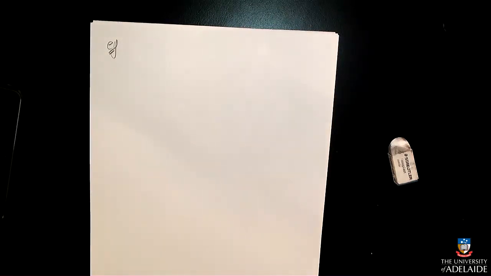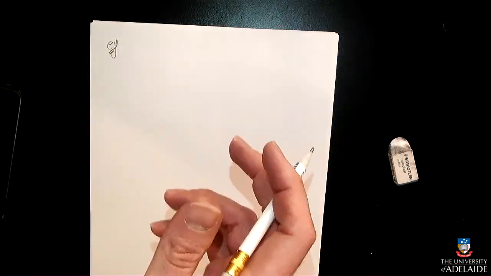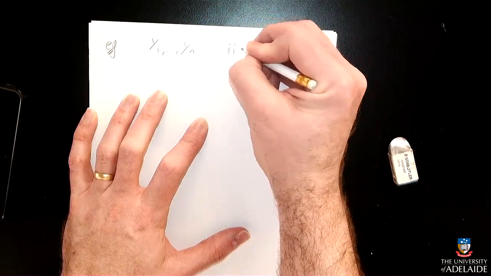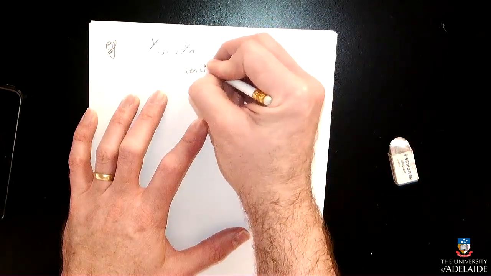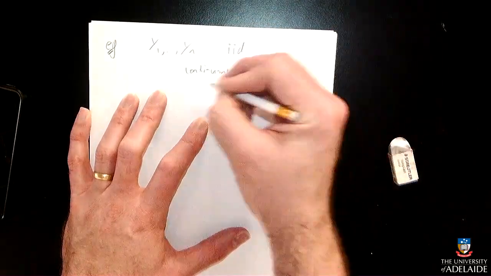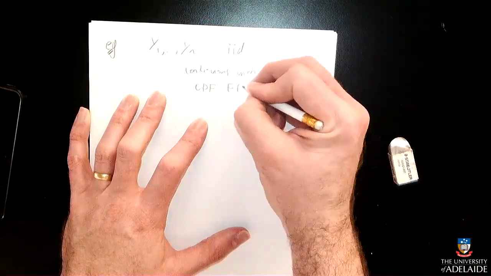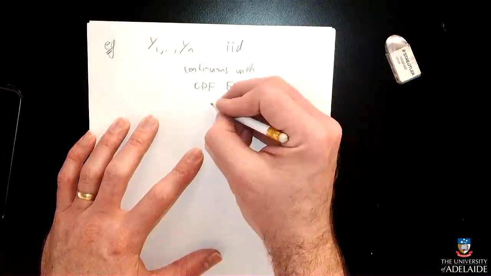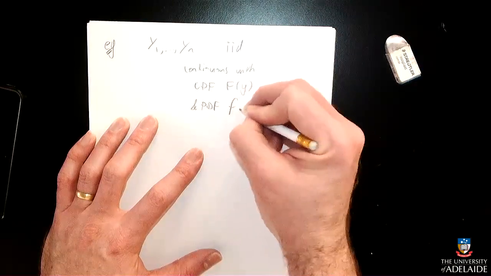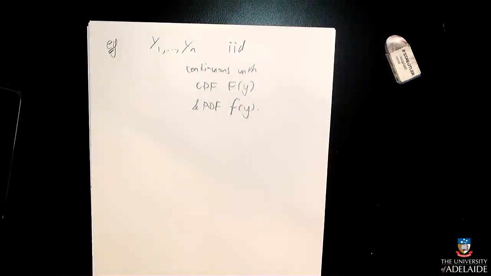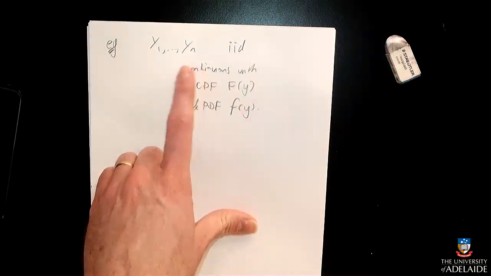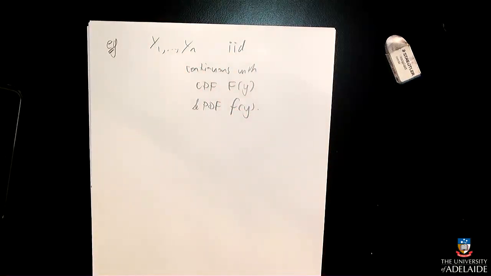Okay. So we're going to go full on general with this. Something like that. They're IIDs, so independent, identically distributed. They're continuous with this CDF and this PDF. Okay.